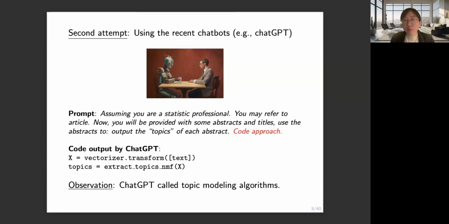Okay, and also a very important thing is that we want to make sure the results are reproducible. That is, every time we ask the question, we get the same answers. So we add a line called "code approach". And usually ChatGPT will output some code. Very interestingly, if we take a look at the code from ChatGPT, we find that it basically just called a topic modeling algorithm. So eventually, ChatGPT seeks the help of statistical methods.